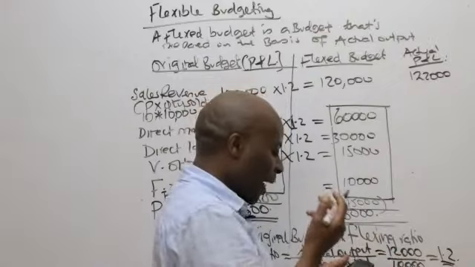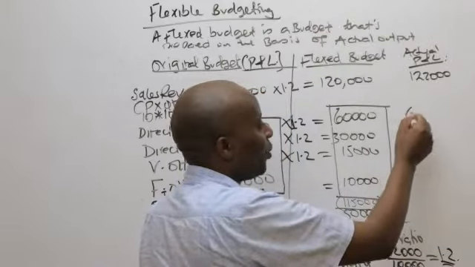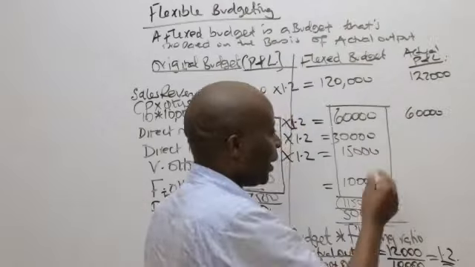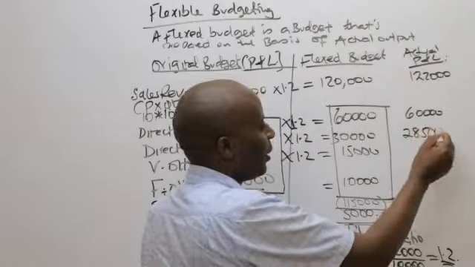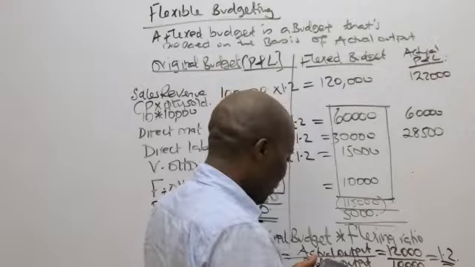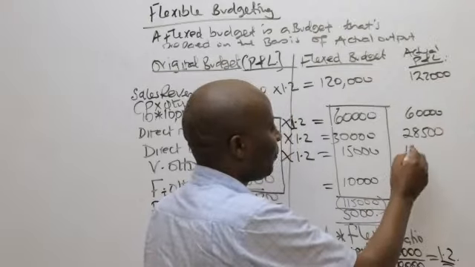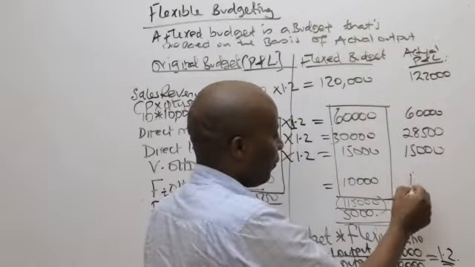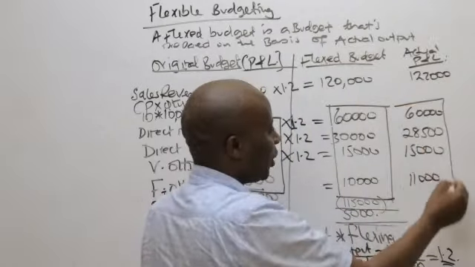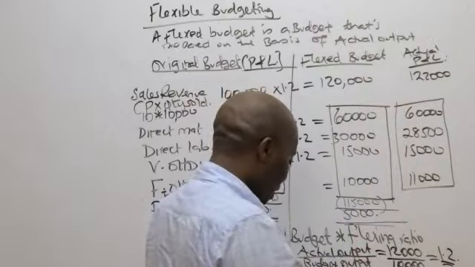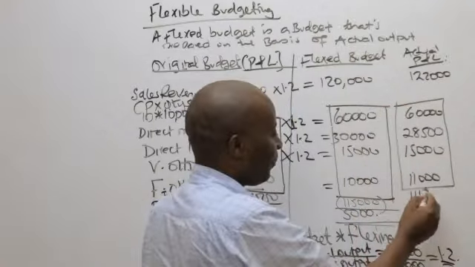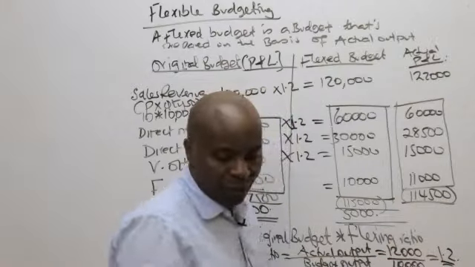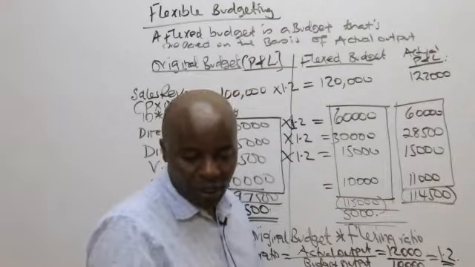And then now we have the actual direct materials, 60,000. Direct labor, 28,500. Then the next one is variable overheads, 15,000. Then the last one, fixed overheads, they have given us a figure of 11,000. And then, ladies and gentlemen, we can see the cost here is 114,500. So if you take 122,000 minus 114,500, what profit are we going to get?